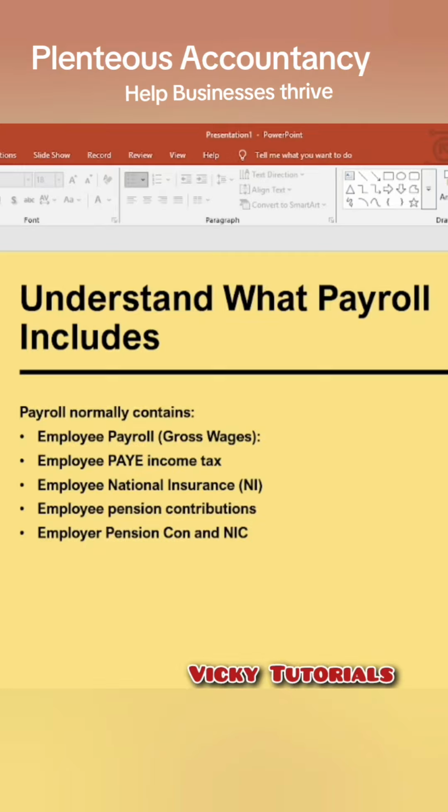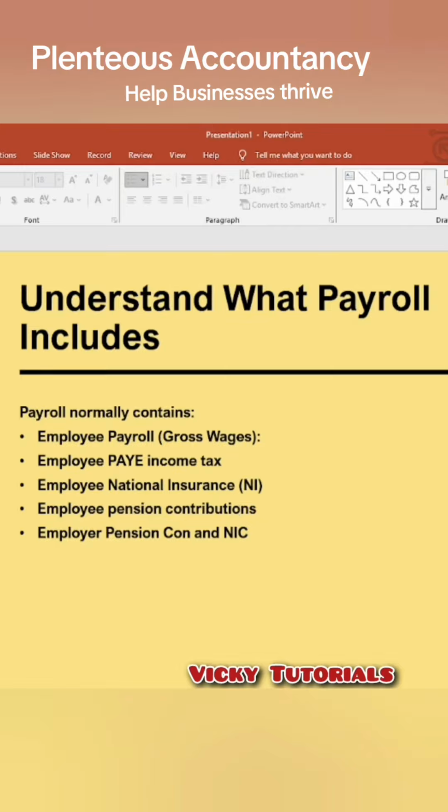Some of the items that go into payroll are, of course, gross wages, what the employee earned for the month, employee pay as you earn, which is to be paid to HMRC, employee national insurance contribution, employee pension contribution, and finally the employer pension contribution as well as the national insurance contribution from the employer. All of these things have to be accounted for because it is an expense to that organization.